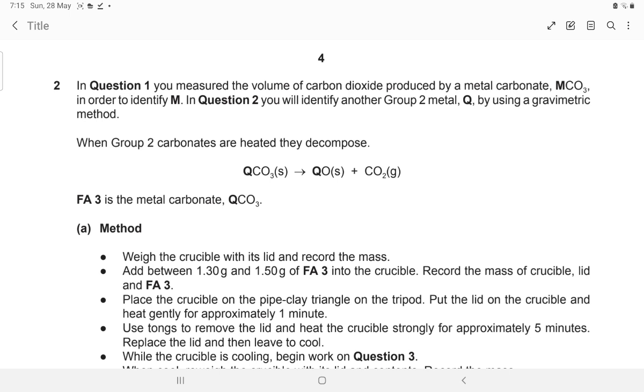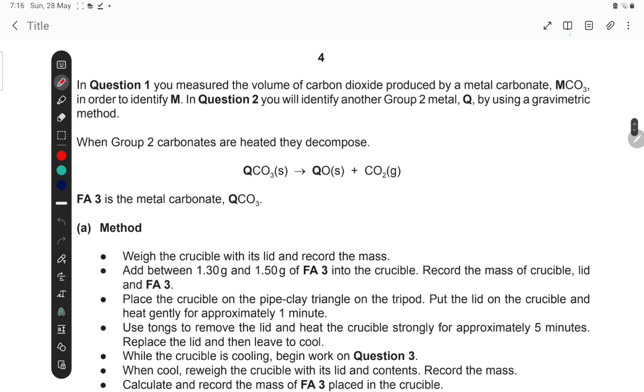Today I will discuss question number 2, most of the paper 3, and you know that in paper 3 mostly question 2 consists of enthalpy change.